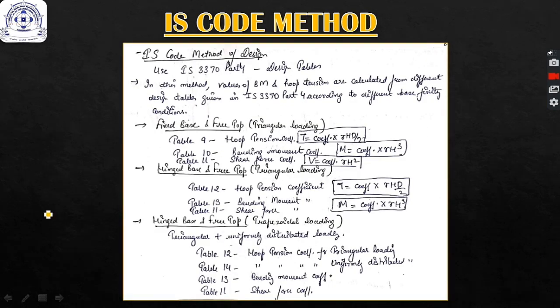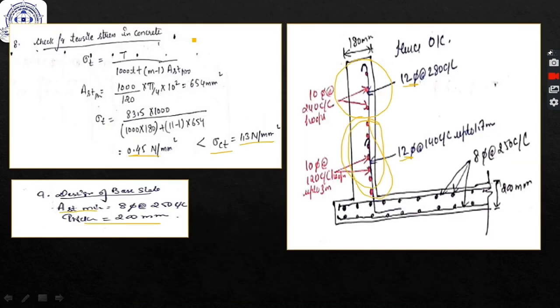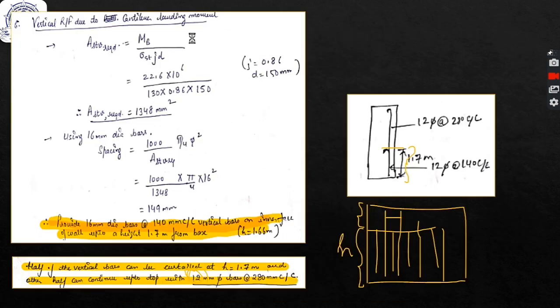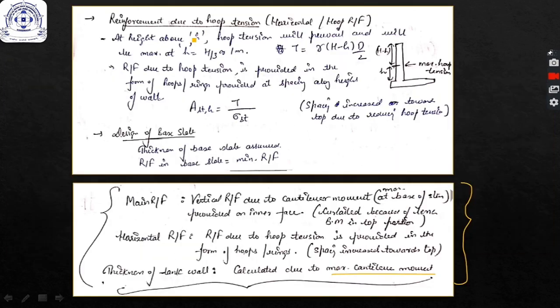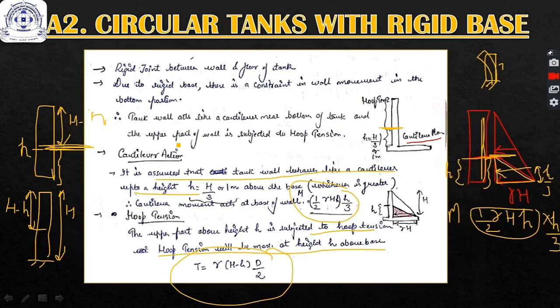Now we will be studying the same case of circular tank with rigid base with the IS code method. I told you earlier that there are two methods of analysis and design of RCC tanks, that is approximate method and IS code method. So first let us look at what the approximate method actually is.